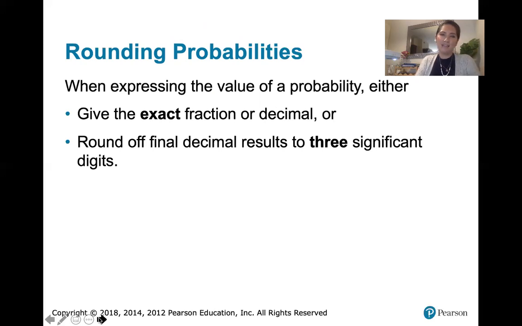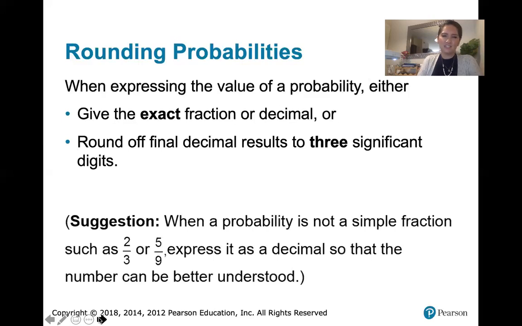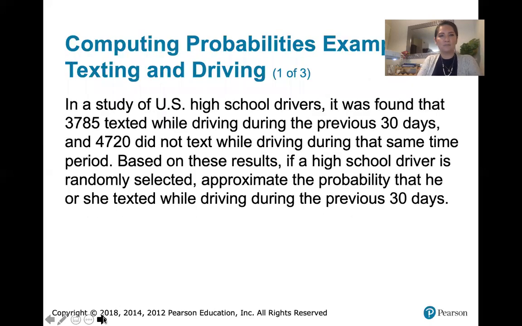Now, if you have decimal results that maybe are very long, we tend to round to 3 significant digits. And if you want, we can talk more about significant digits. That's really a prerequisite for our course, but let me know if you need some help with significant digits and we can go over that. And so here's a suggestion. If you're dealing with a fraction that's not simple, like 2 out of 3 or 5 out of 9, sometimes it's helpful to express it as a decimal so that the number can be better understood.